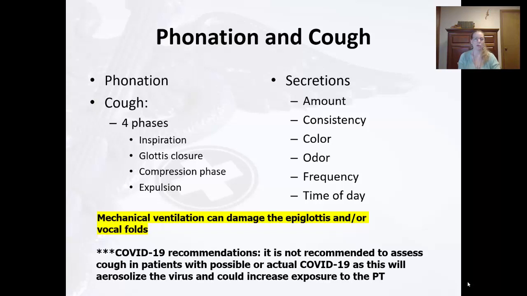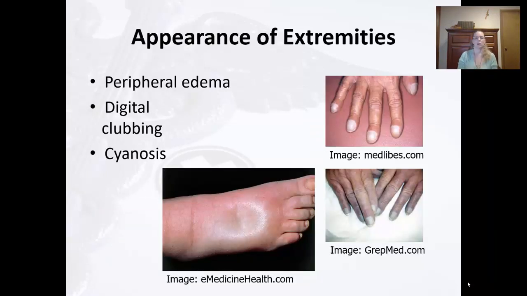Remember that mechanical ventilation can damage the epiglottis and the vocal cords. And so a lot of your COVID-19 patients who were intubated could potentially have damage to their vocal cords or their epiglottis. So they may not have a functional cough going forward.